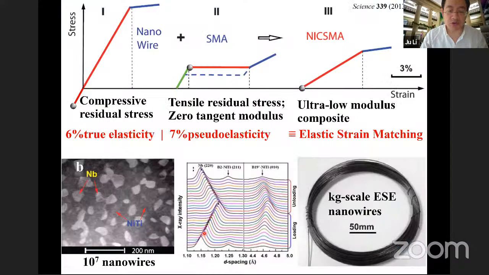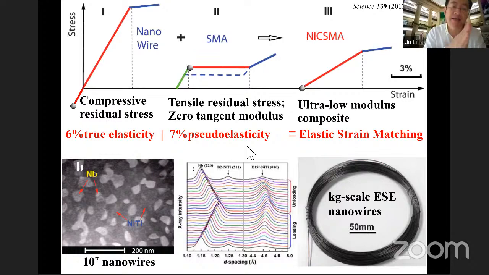So which is shown here. And this is completely reversible in these nanowires. And then the matrix, they shifted a little bit, but mostly it is changing the peak heights because there is this B2 to B19 prime phase transformation. And the reason you need this strain matching is because at the atomistic level, this B2 to B19 prime martensitic phase transformation is a gentle transformation. Between two atomic planes, your phase transformation strain, inelastic strain, is on the order of 6 to 7%.